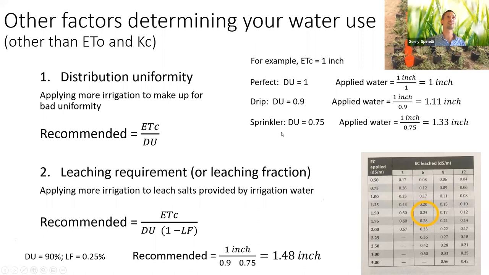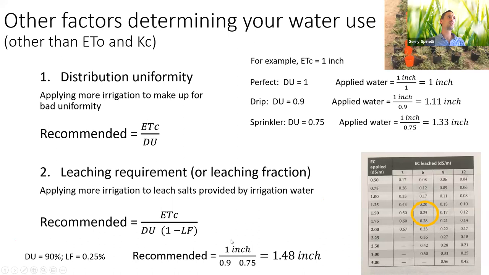But now I want to talk about the second thing, because I'm running out of time. The second thing that you need to apply more water for is the leaching requirement. Somewhat paradoxically, we need to apply more water to leach those salts that we put into the root zone when we irrigated last time. I could spend 1 hour talking about leaching fraction, but I just picked an average value from the table in the book, and we stick it into the equation.